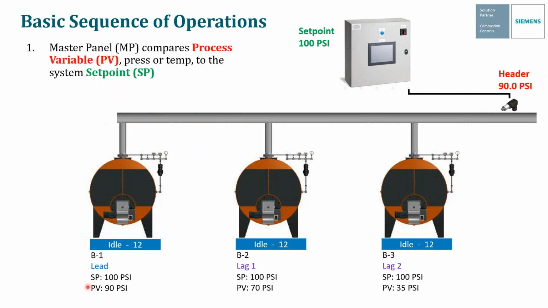So at boiler 1, we have a 90 PSI pressure, which is the process variable for boiler 1. But for boiler 2, we only have a 70 PSI process variable. Okay, so it's important to understand the difference between the two. There's a system or header pressure sensor and a header pressure, and then there's an individual boiler process variable or boiler pressure. Okay, so the first thing the master panel is going to do is compare the header pressure to the set point and determine if you're at set point or below set point.